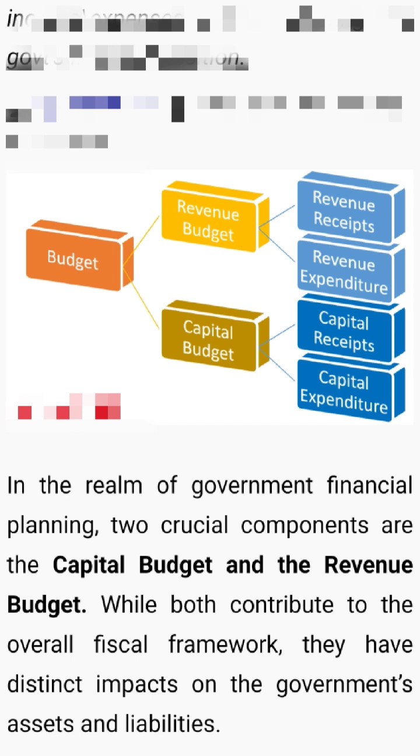What is the union budget? The union budget is the complete money plan for the country. It includes both the revenue account and the capital account.